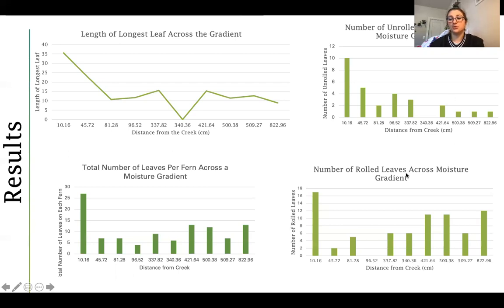And then the number of rolled leaves across the moisture gradient. So this one was really strange to me and really helped me interpret these results. I want everyone to pay close attention to how there's first a decrease, and then we had a slight increase here, meaning that these plants contained more rolled leaves as we moved farther away compared to these that were in the middle.